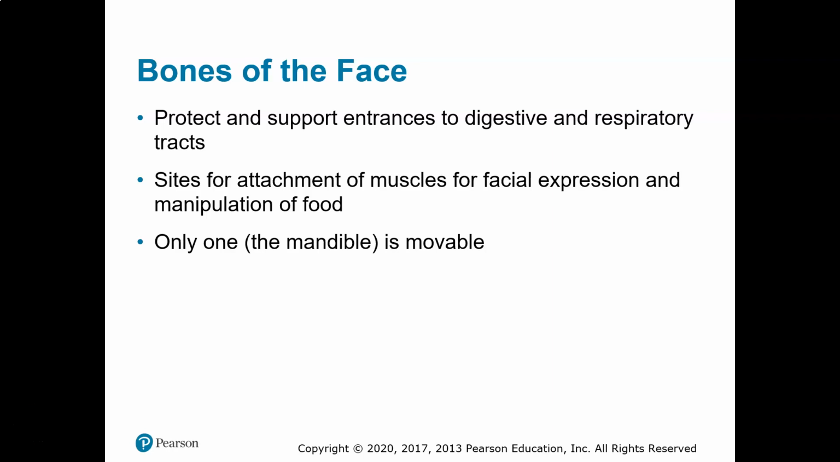This is part 5 of the first part of the skeletal system lecture, which includes the axial skeletal system.